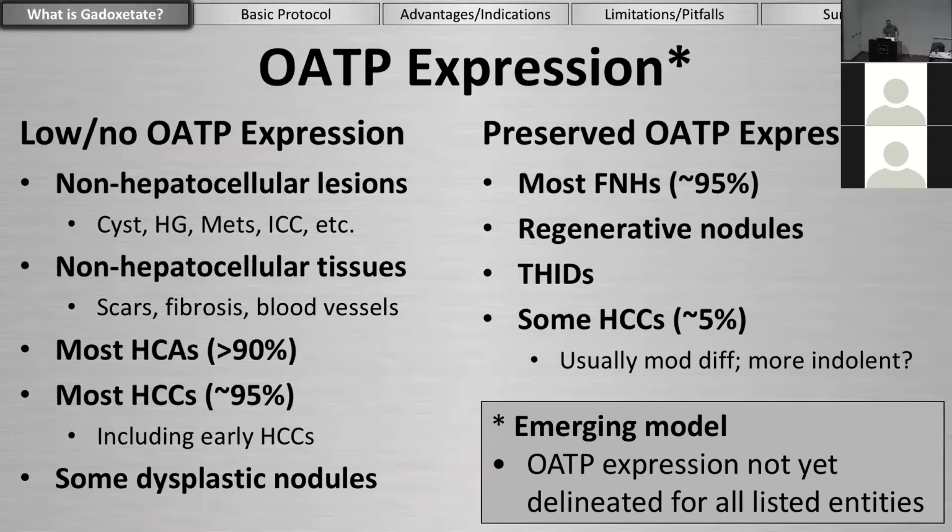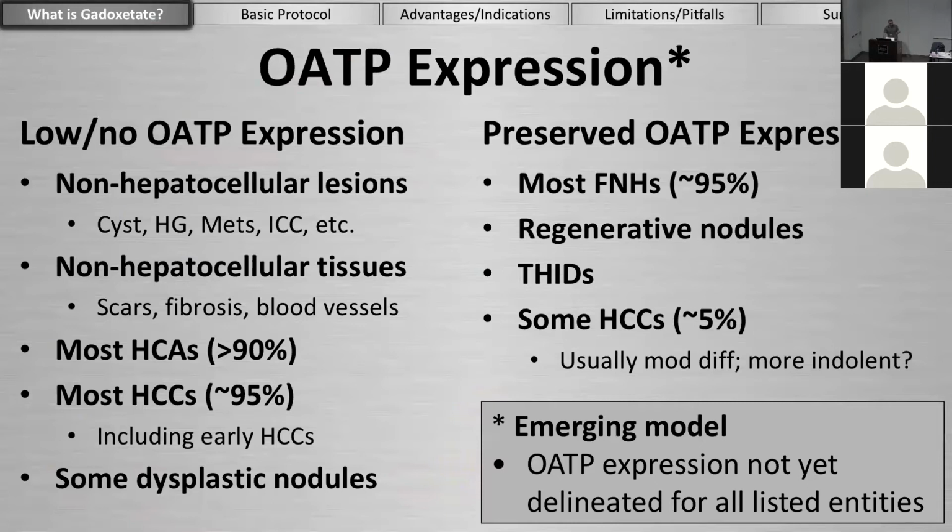Well, let's look at the things that do have OATP expression. Normal liver has OATP expression. Most focal nodular hyperplasias have OATP expression. Regenerative nodules have OATP expression. The hepatocytes that are living within a region of perfusion alteration, so-called transient hepatic intensity differences. Wherever you see a perfusion alteration, those hepatocytes tend to have OATP expression. And a small minority of HCCs tend to have OATP expression, maybe about 5%. Pretty much everything else has low or no OATP expression.